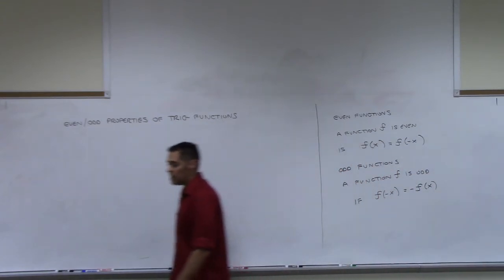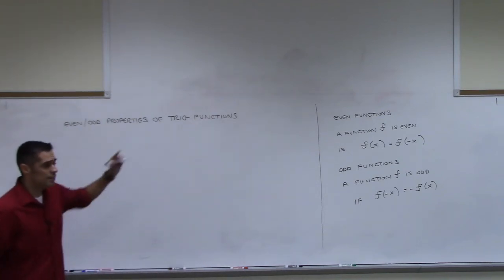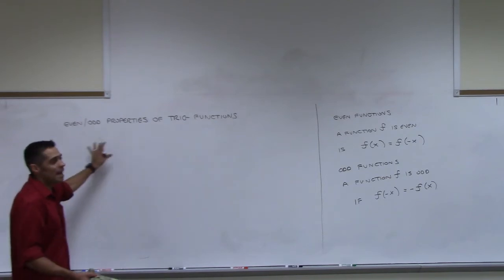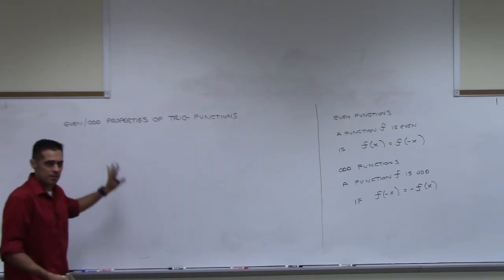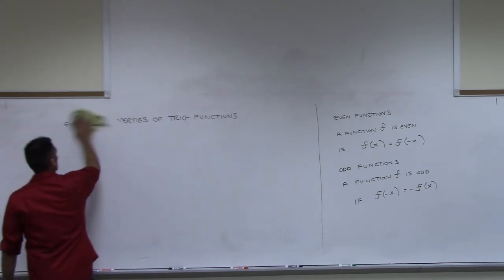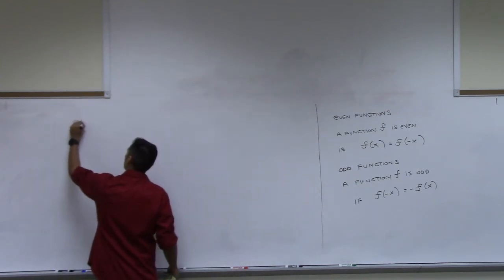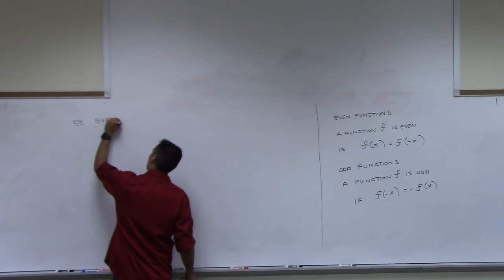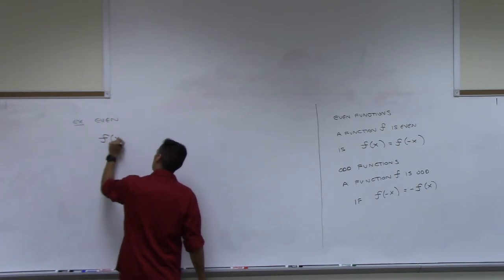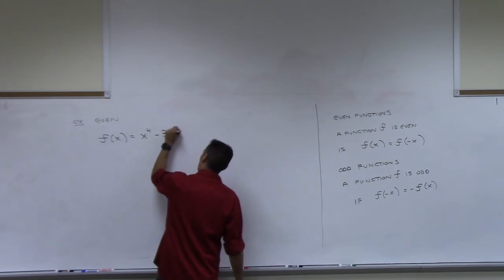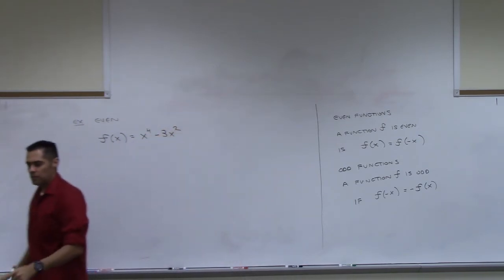Okay, now I'm going to give you an example of an even function and an odd function from college algebra. And then we'll come back and talk about the even and odd functions in terms of the trig functions. All right, so I'll get back to this. An example of an even function is something like f of x equals x to the fourth minus 3x squared. That is an even function.